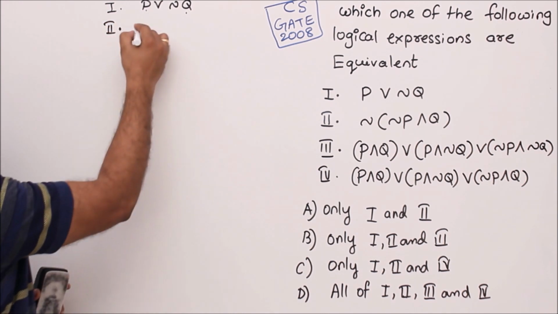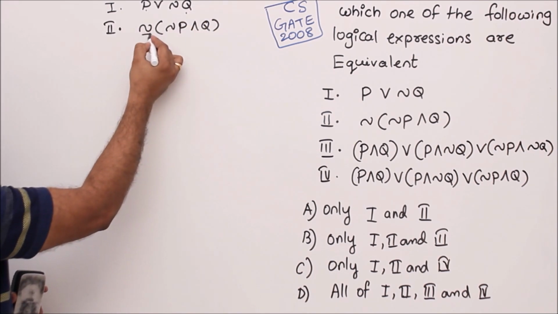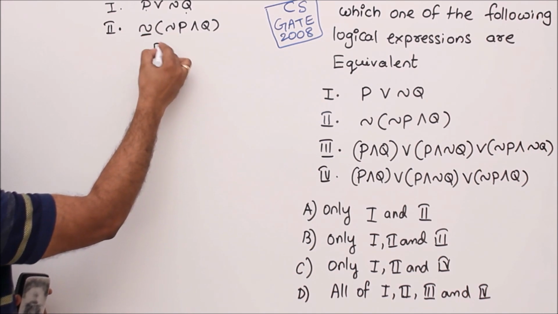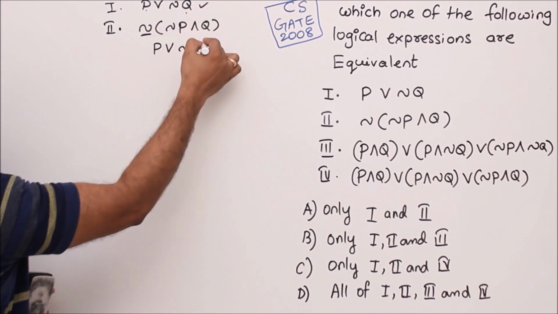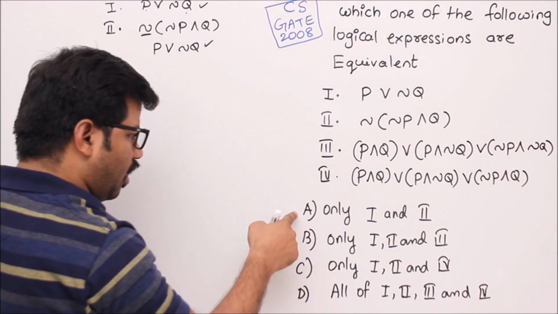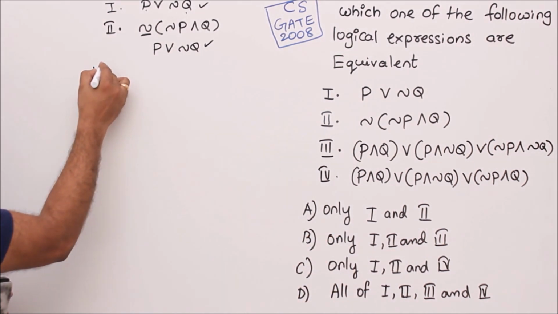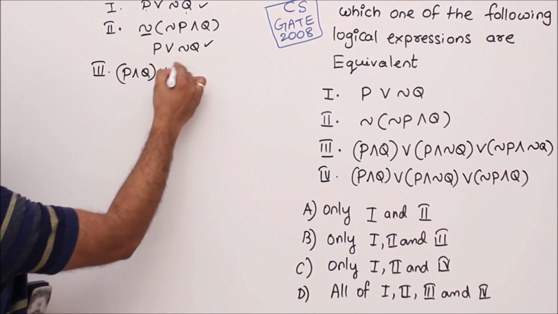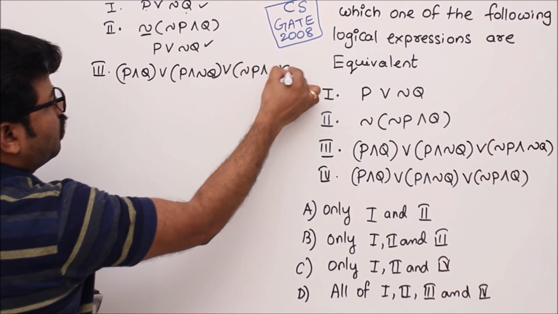Let's go to the second one, negation of negation P and Q. Let's simplify it. So first I apply this negation using De Morgan's law. It will become negation of negation P, that is P, or negation of the second component, negation Q. So 1 and 2 are equivalent, but still with that knowledge I can't differentiate the options, right? All are having 1 and 2 in common, right? So that's why it is better to go for the third statement, which is nothing but P and Q, or P and negation Q, or negation P and negation Q.